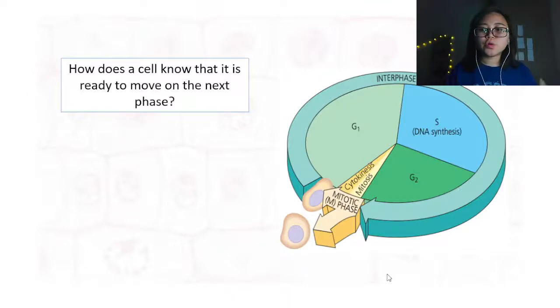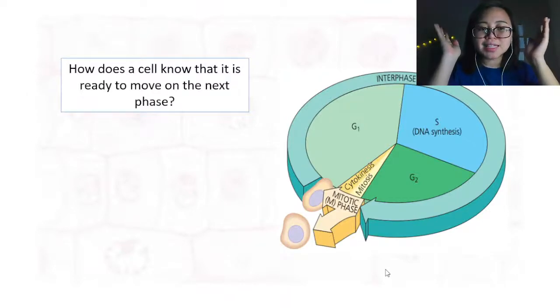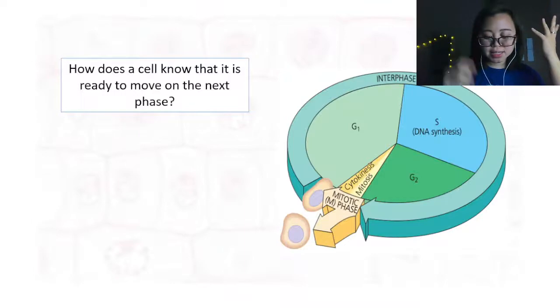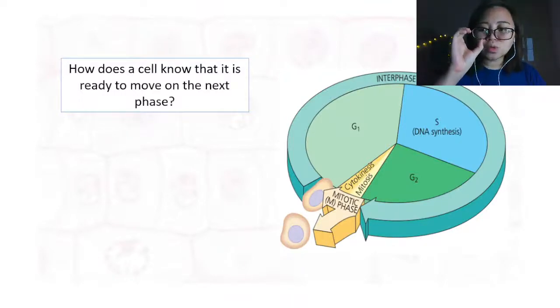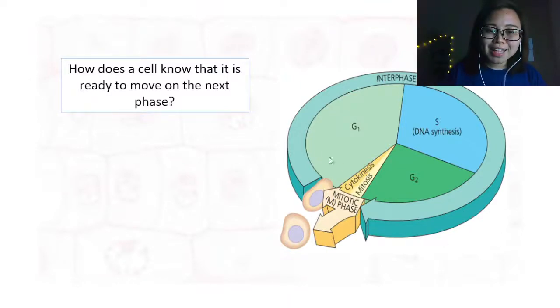Okay. So, we talk about there being many stages, many phases in a cell cycle. Tapi macam mana dia tahu? Macam mana sel itu tahu bahawa dia bersedia untuk beralih dari G1 phase kepada S phase? Macam mana dia tahu dia bersedia untuk beralih dari G2 phase kepada M phase? Macam mana dia tahu dia bersedia untuk menghabiskan M phase?